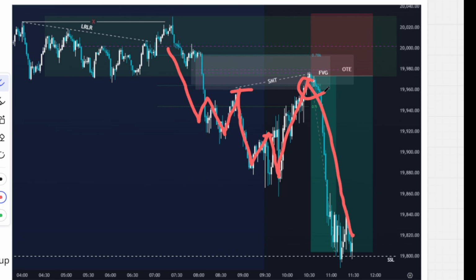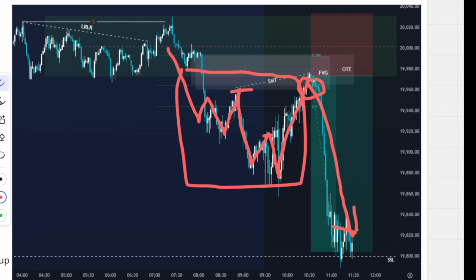Essentially, this is the move that I want to look for. I want to capture it. I don't want to be in this zone. This zone is a no trading zone. This is essentially just accumulating buy side and sell side liquidity until the price is ready for the displacement.